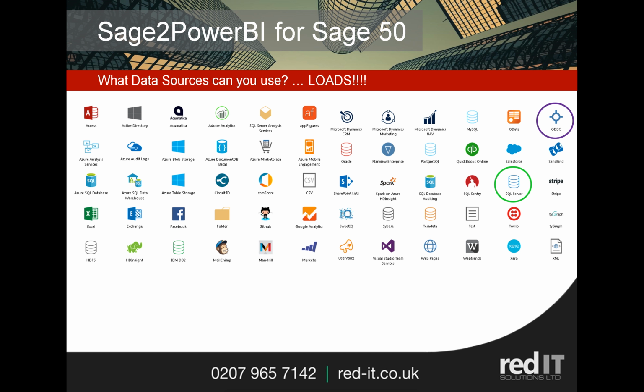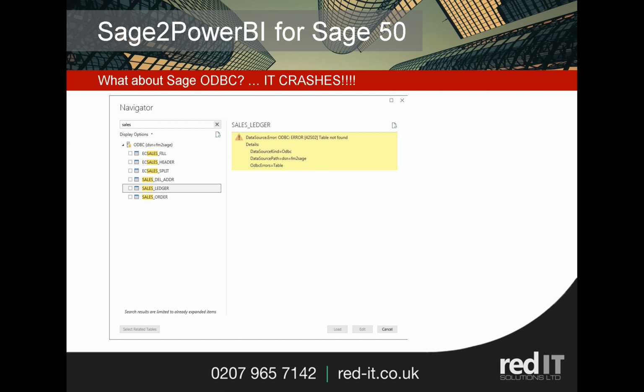But unfortunately, when you try it, it crashes. And it's predominantly because Sage 50 doesn't have a database. It holds its data in files on the file system. So the way around that is to use a tool like Sage2SQL to extract the Sage data, put it into a proper SQL database, and then use that natively from Power BI, which is what we're going to do in the demonstration.